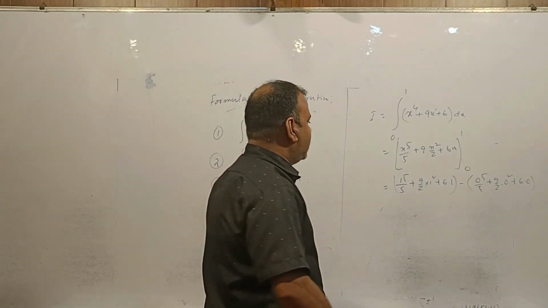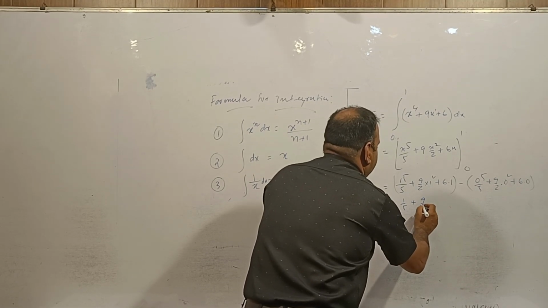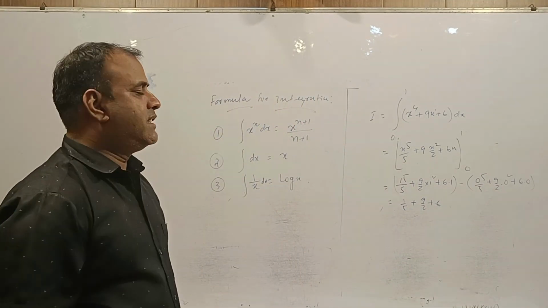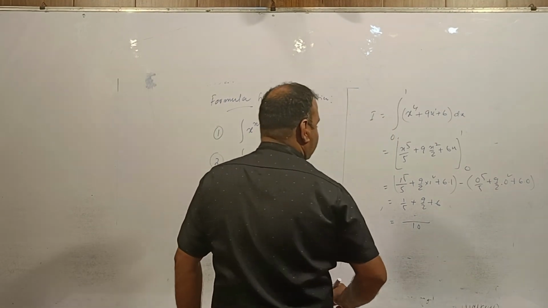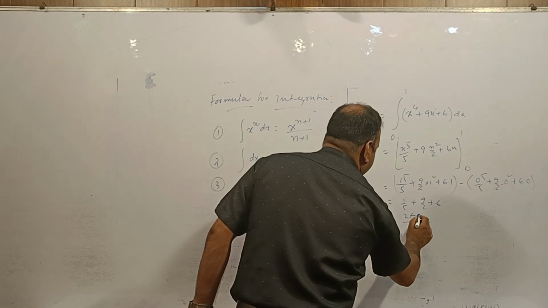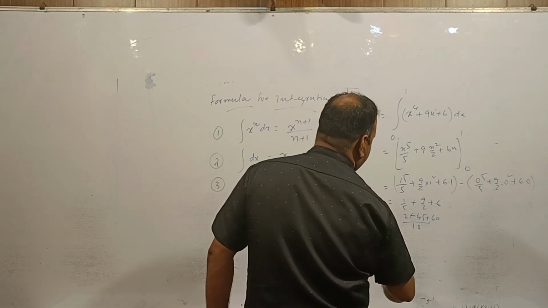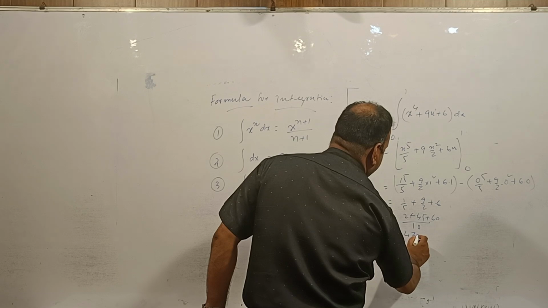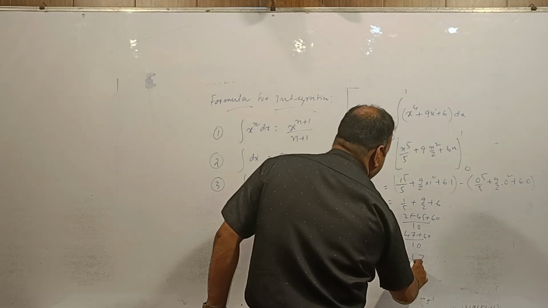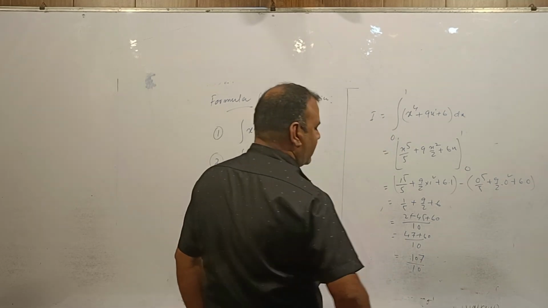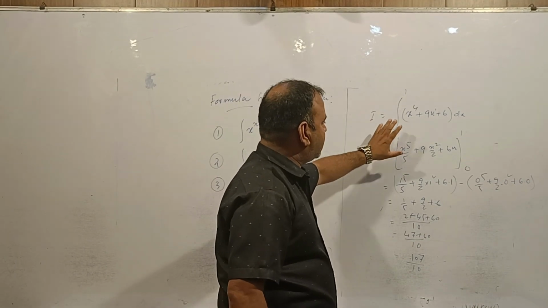So in this case you can see 1 to the power 5 means it will be 1/5 plus 9/2 plus 6, and the other part will be 0. After calculating, taking the common denominator 10, it will be 2 plus 45 plus 60, so it will be 107 divided by 10. So this is the result. These numericals, this integration, this is one process.